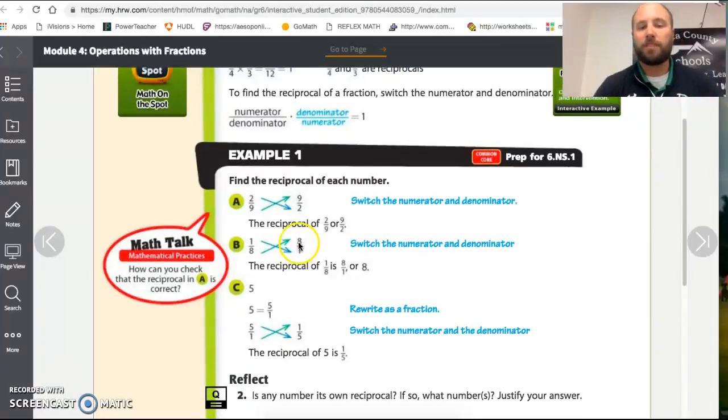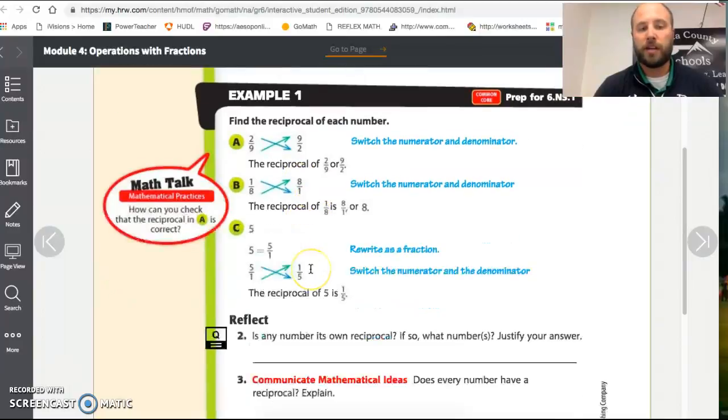Reciprocal for 1/8, 8/1. You're switching the numerator and the denominator. The reciprocal for a whole number. Remember, to turn a whole number into a fraction, all you do is put it over 1. So 5 is actually 5/1. The reciprocal of 5/1 is 1/5. All right.